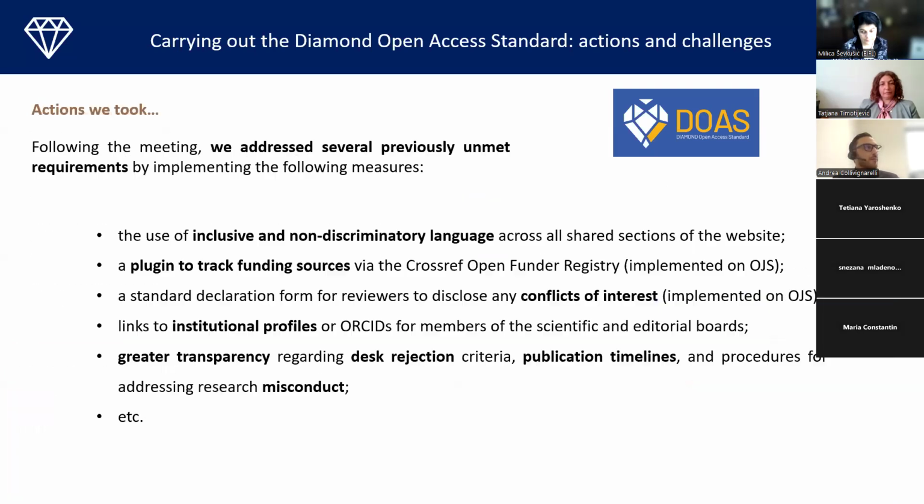Well, after this meeting, we addressed several previously unmet requirements by implementing some measures, as I said. For example, the use of inclusive and non-discriminatory language across all shared sections of our website. So during the submission, the part of the workflow, or the common sections like info about the journal, or other sections, using a protocol that is at the university level with an inclusive language. Or we set up a plugin to track funding sources via the Crossref Open Fund Registry, or to implement it on OJS, and other ways to answer these requirements.